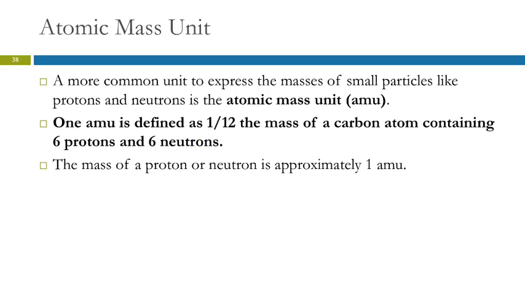So because of that definition, the mass of a proton or the mass of a neutron is very close to 1 atomic mass unit. So that's convenient. Because a carbon atom with 6 protons and 6 neutrons would have a total of 12 of these relatively massive particles. And that would weigh 12 atomic mass units.